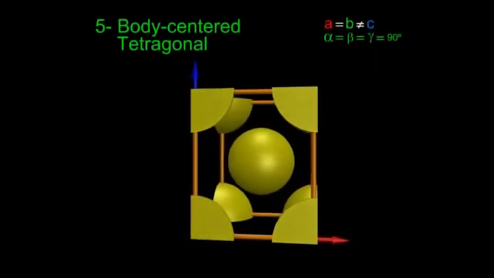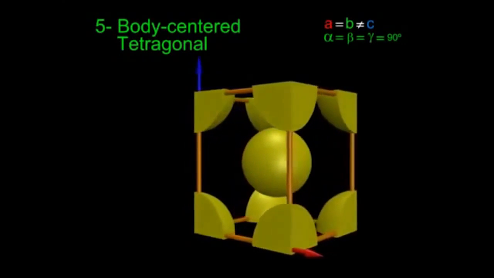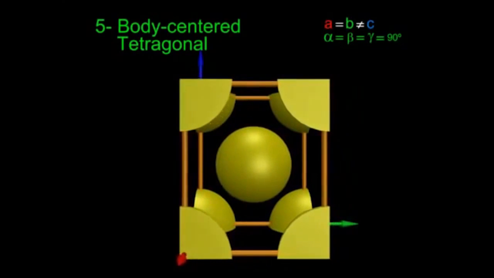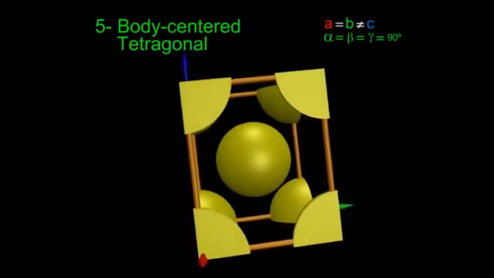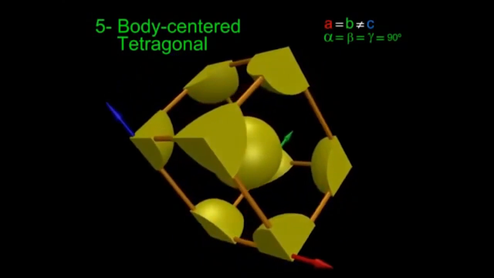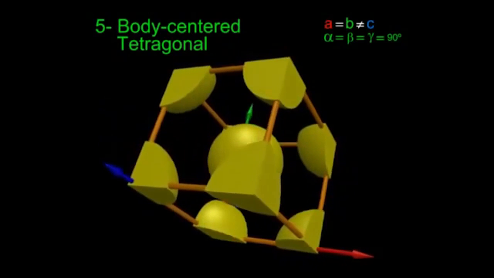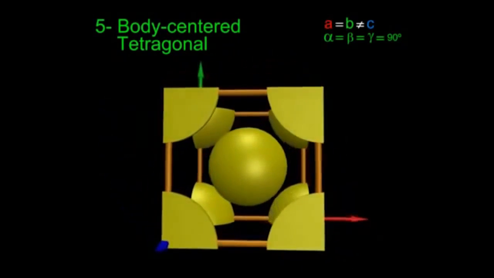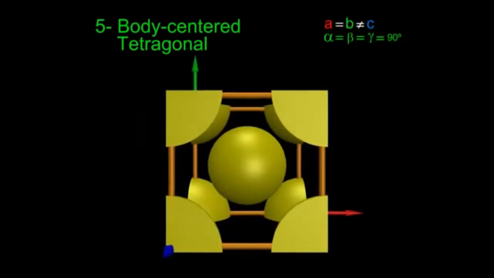In addition to corner atoms, here we have a body centered atom. Here also the same thing, 2 sides A and B are equal, but C is different, and all angles are equal to 90 degrees. Alpha is equal to beta is equal to gamma and equal to 90 degrees. This is a body centered tetragonal unit cell.